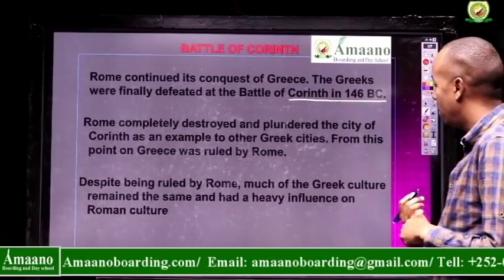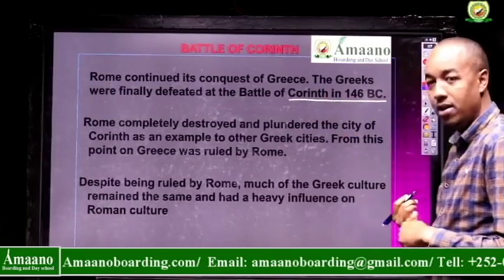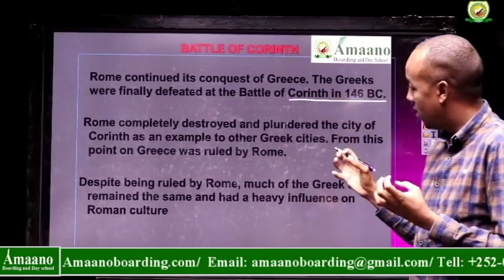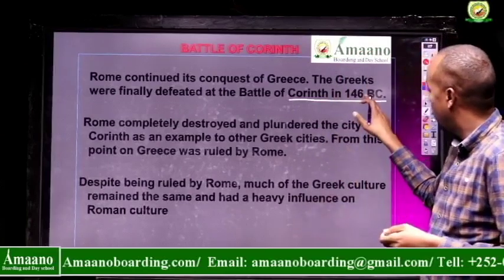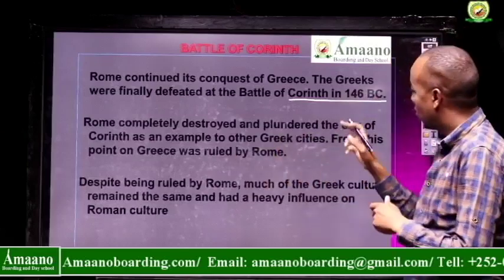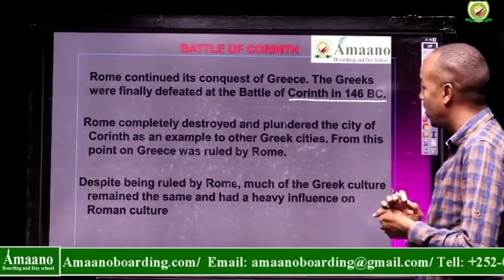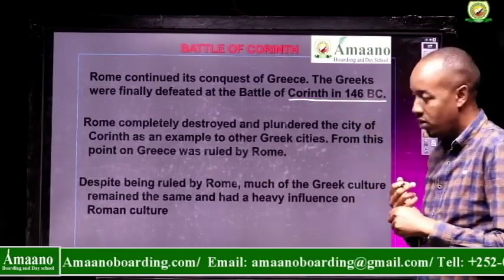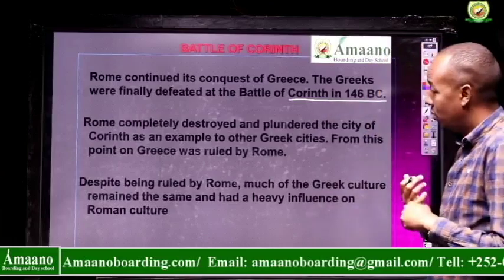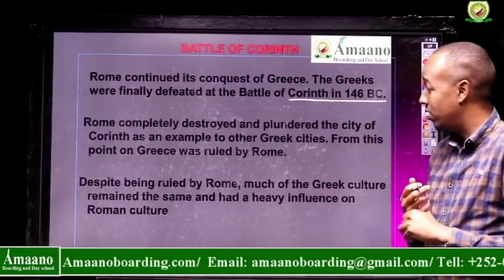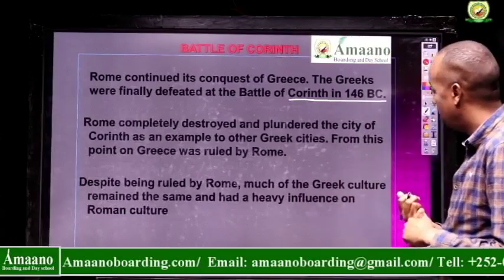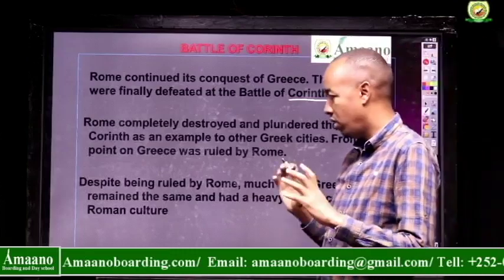Rome completely destroyed and plundered the city of Corinth. Why? As an example for the other Greek city-states. Corinth was one of the major city-states in Greece, and it was finally defeated by Rome in 146 BC, so that it becomes a lesson for the other states like Sparta, Athens, Thebes, Argos. They completely destroyed the city, and at the same time they also murdered a lot of the population there. From this point, Greece was ruled by Rome.